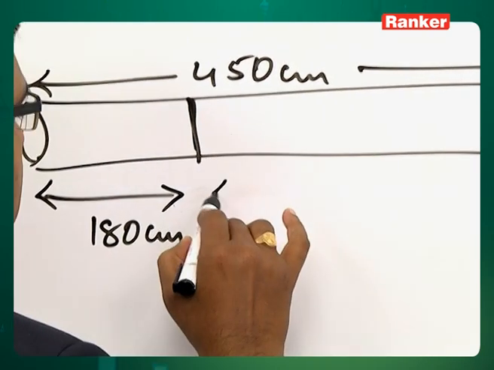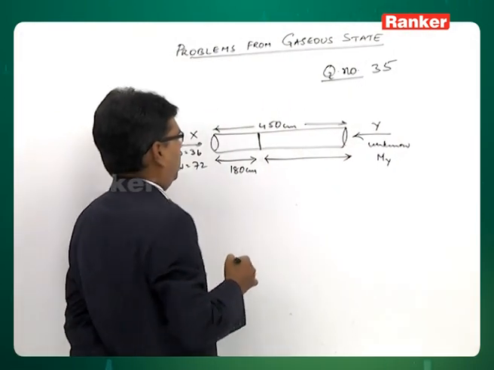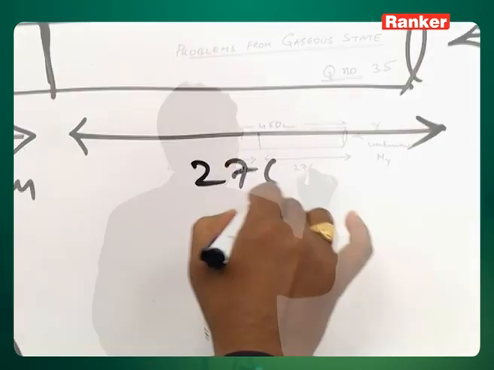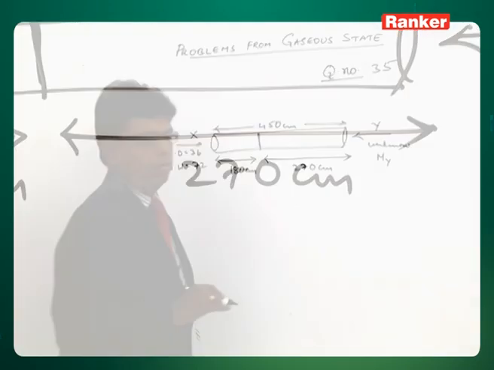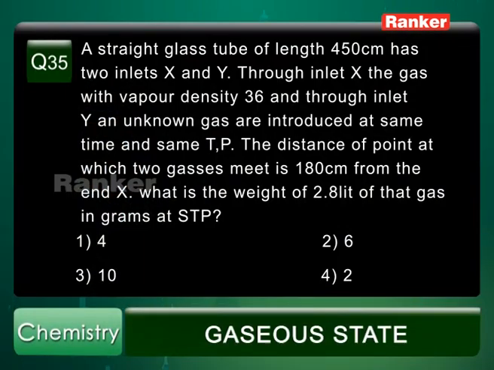Then obviously, this will be 450 minus 180, that it must be 270 centimeters from the end Y. Then what is the weight of 2.8 liters of that gas at STP?